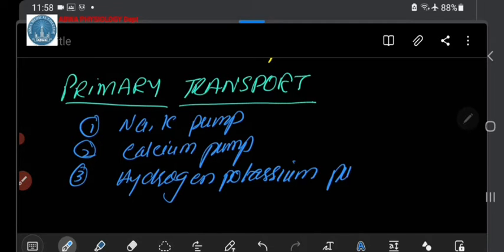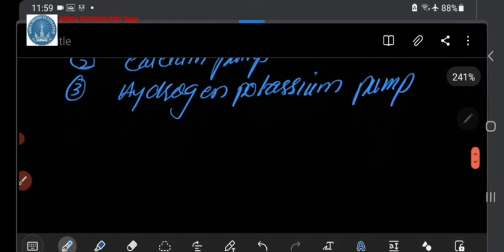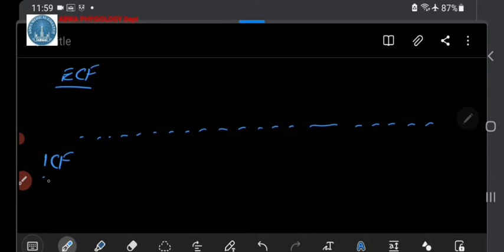These are the main pumps that are used in primary active transports. Now I'll try to draw the sodium potassium pump. This is the cell membrane. This is outside the cell, extracellular fluid. This is the intracellular fluid. The energy basically used for this is in the form of ATP, adenosine triphosphate, that is converted into ADP.